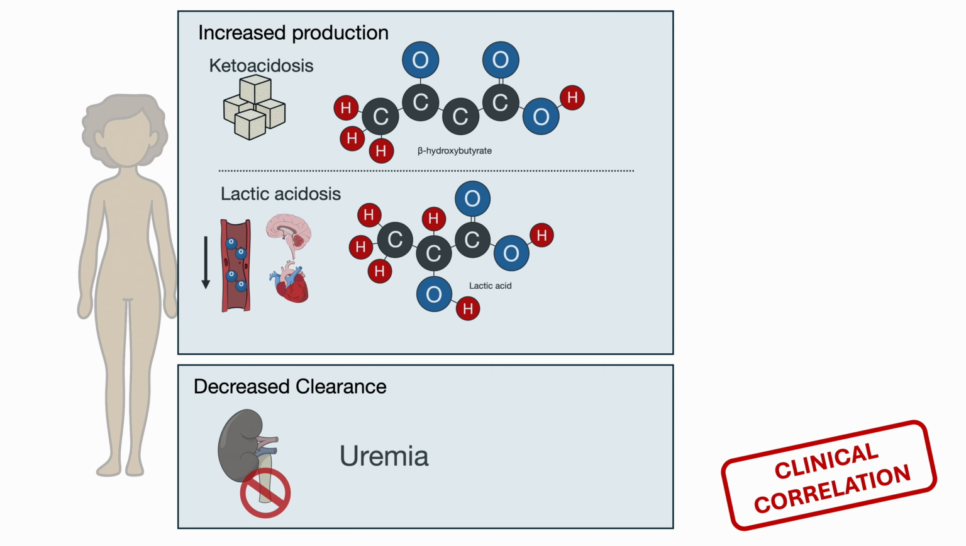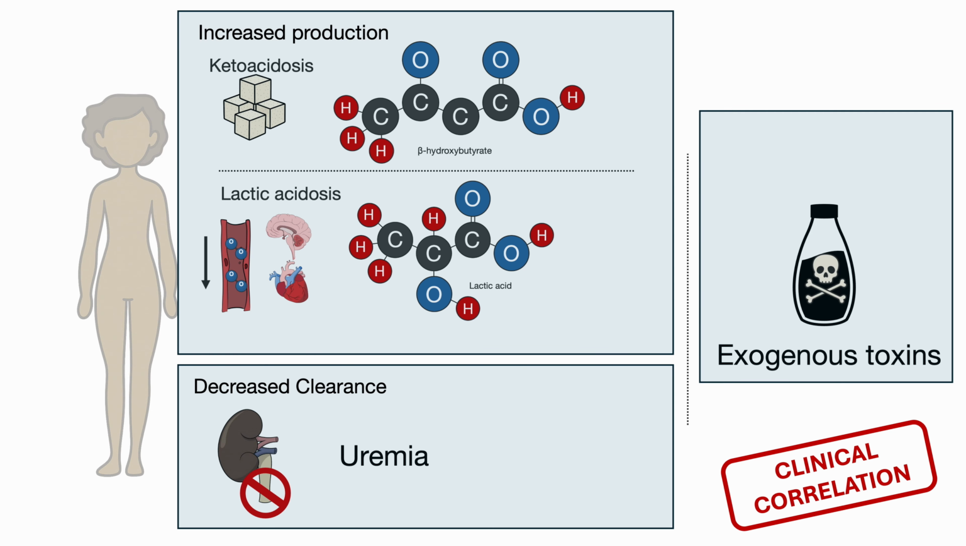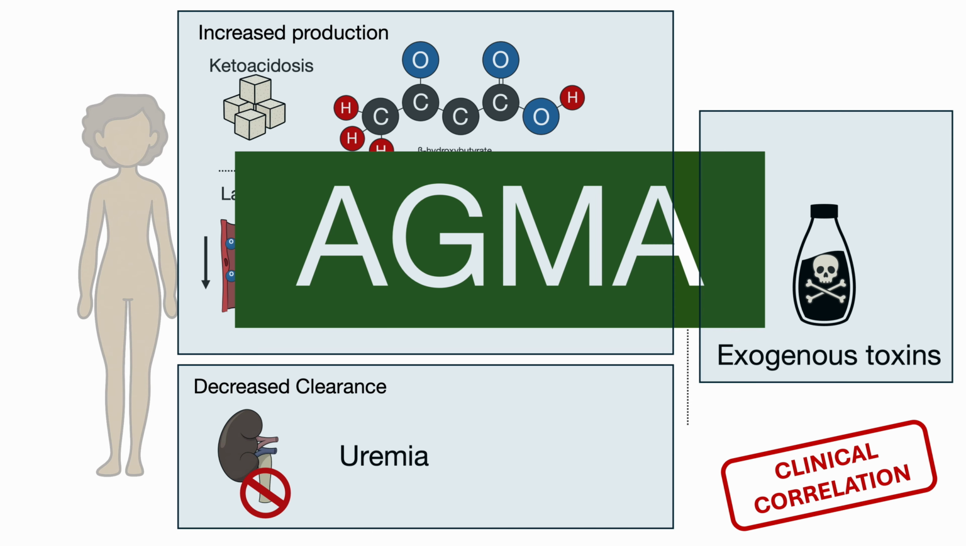The next category is decreased clearance. Think of kidney failure, which causes uremia, which is another word for a buildup of waste and organic anions. And finally, the addition of exogenous acids. Think things like salicylates or aspirin, toxins such as methanol and ethylene glycol, all of which can overwhelm the body. Again, this is termed an anion gap metabolic acidosis. In these situations, the kidneys work harder, increasing hydrogen ion excretion, maximizing ammonia production, and generating even more bicarbonate to buffer the blood. This helps stabilize pH, though severe acidosis may still require urgent medical care.